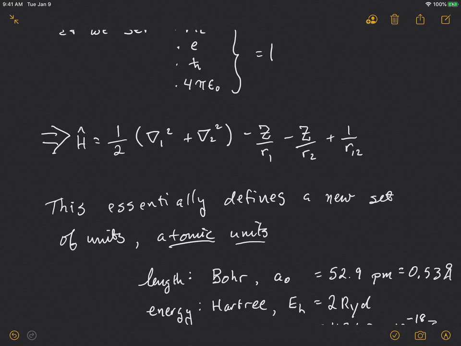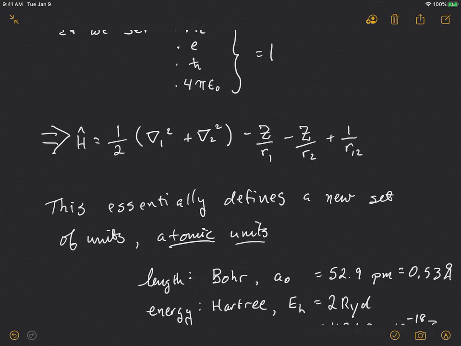You can say atomic unit of length, or you can say Bohr, like the electron is at 1 Bohr from the nucleus, or you can say it's at 1 atomic unit of length from the nucleus. You can use those terms interchangeably. And then, to convert to conventional units, we know that the Bohr radius is 52.9 picometers or 0.529 angstroms.